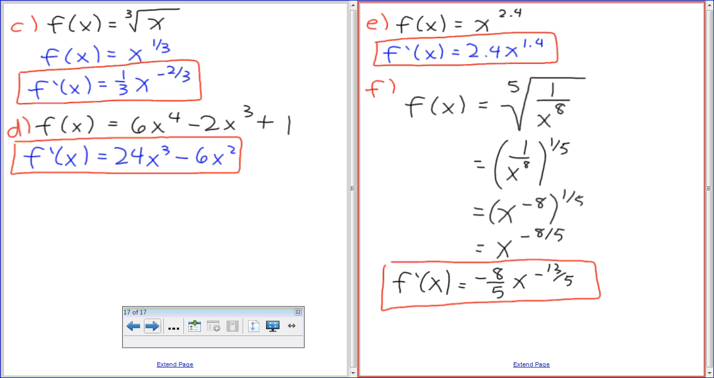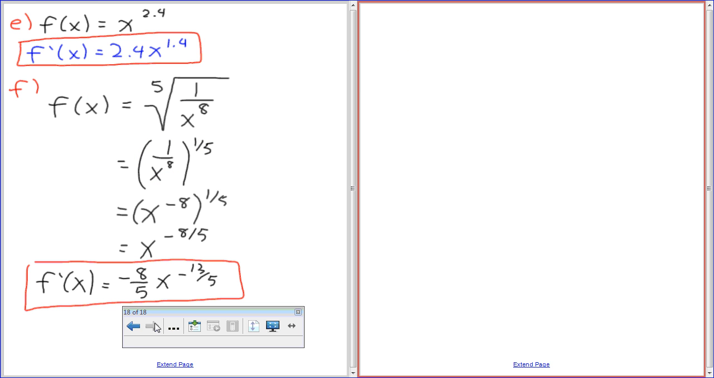Something like this wouldn't have even been possible with limits. It's impossible to do with limits. That's your calculator, right? And finally, the last one, and then we'll get to word problems for your homework.